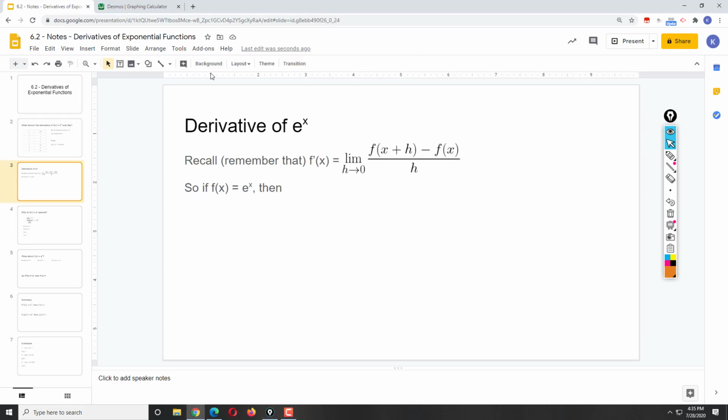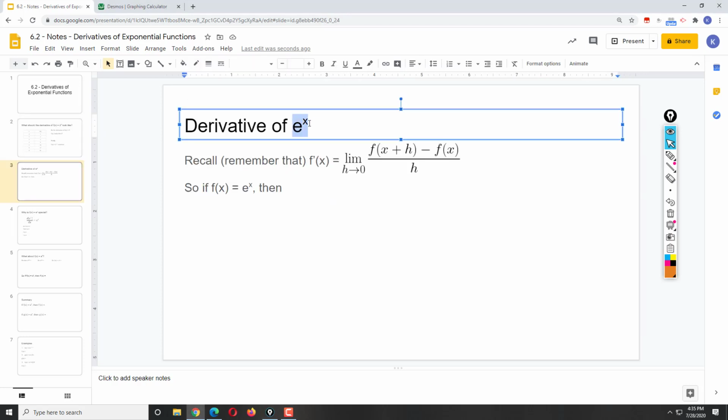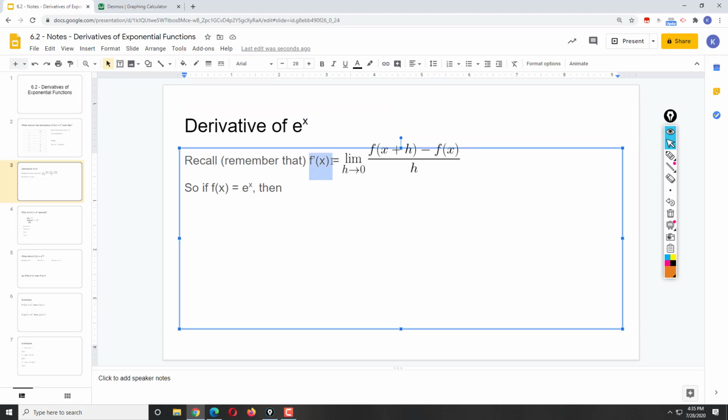What about the derivative of e to the x? Remember that e is special? Well, let's figure out why e is special. Let's find the derivative of e to the x. Again, the definition of the derivative we've been using: f prime of x is equal to the limit as h approaches 0 of f of x plus h minus f of x over h.